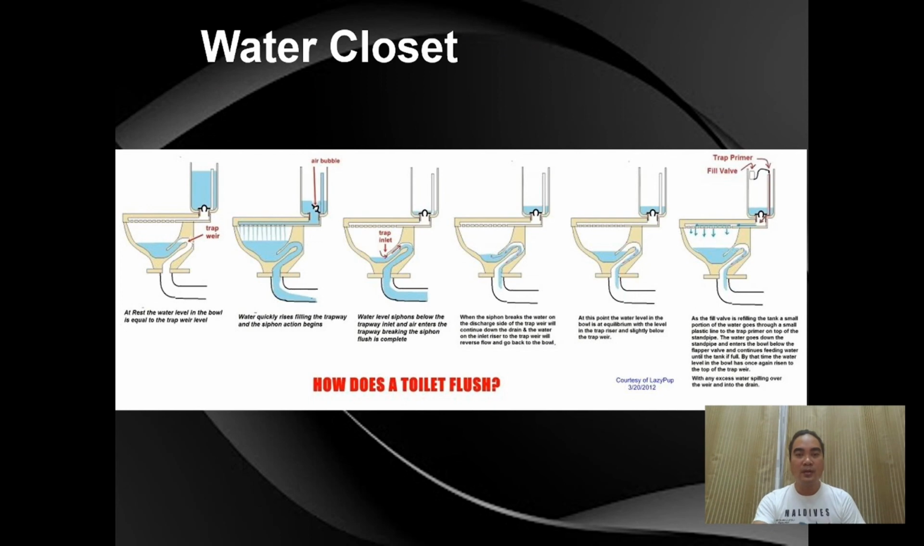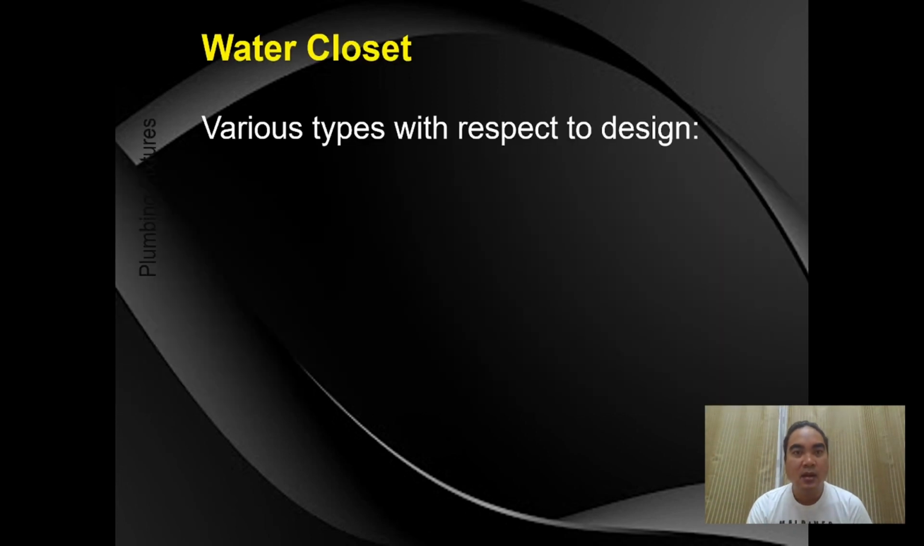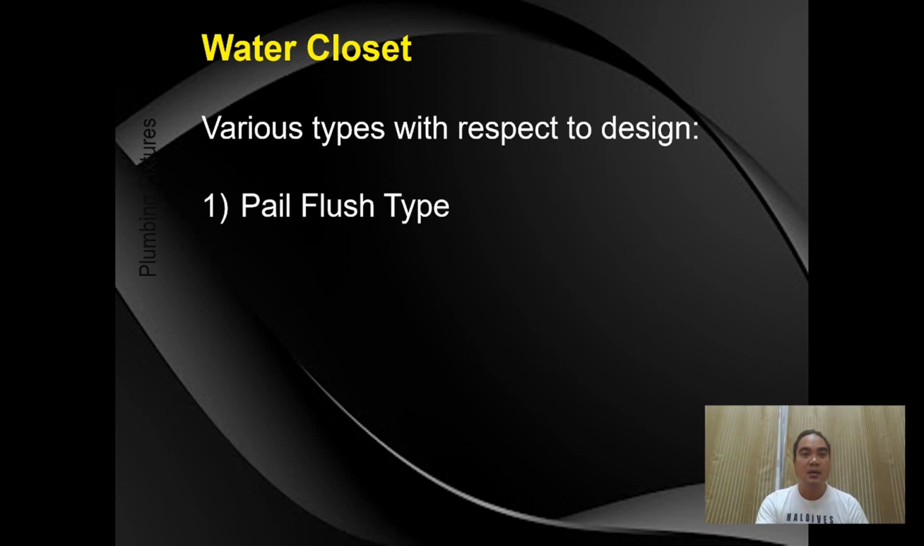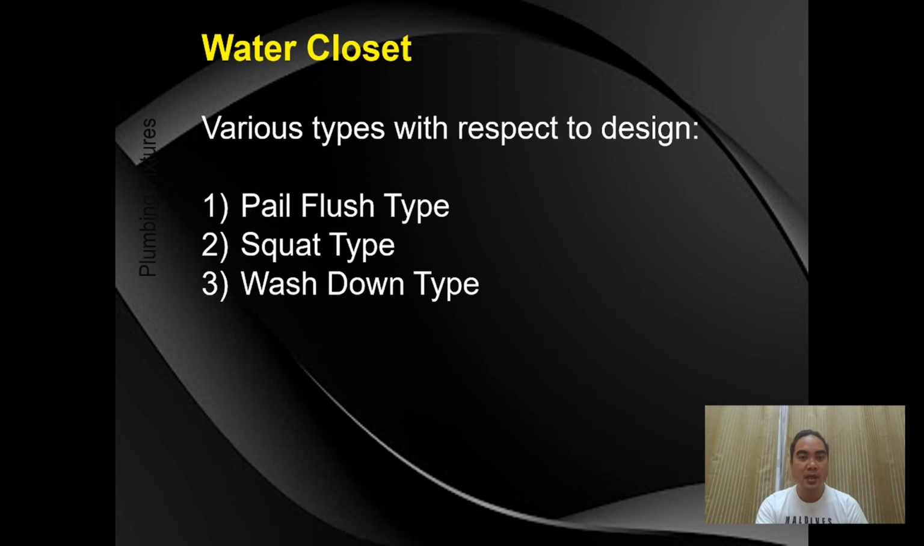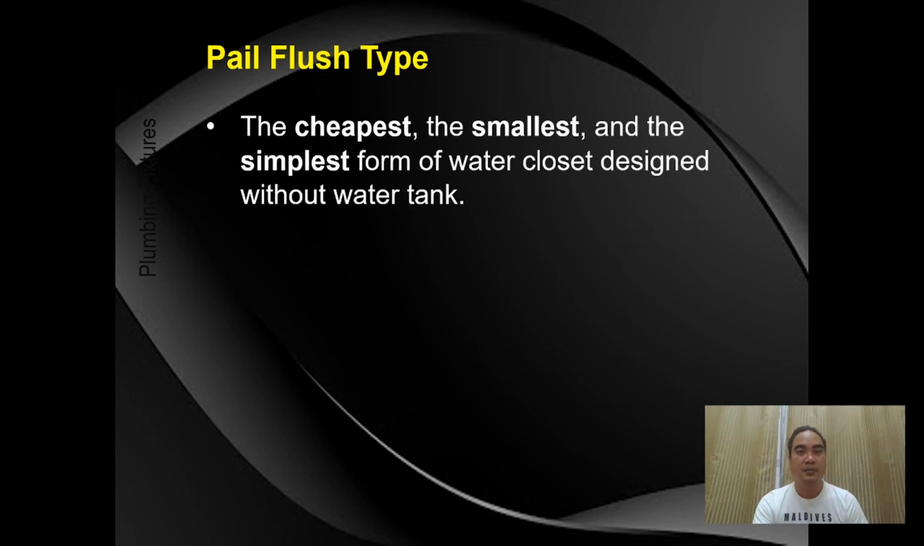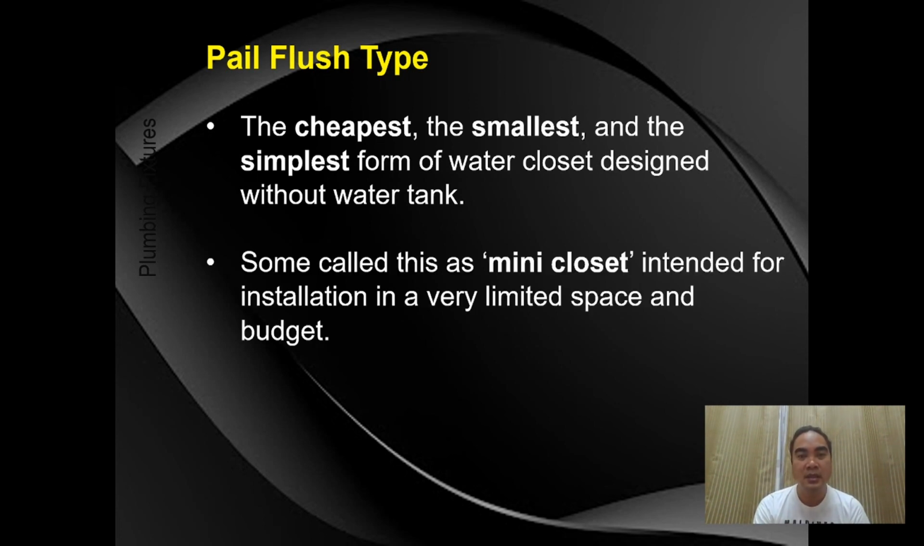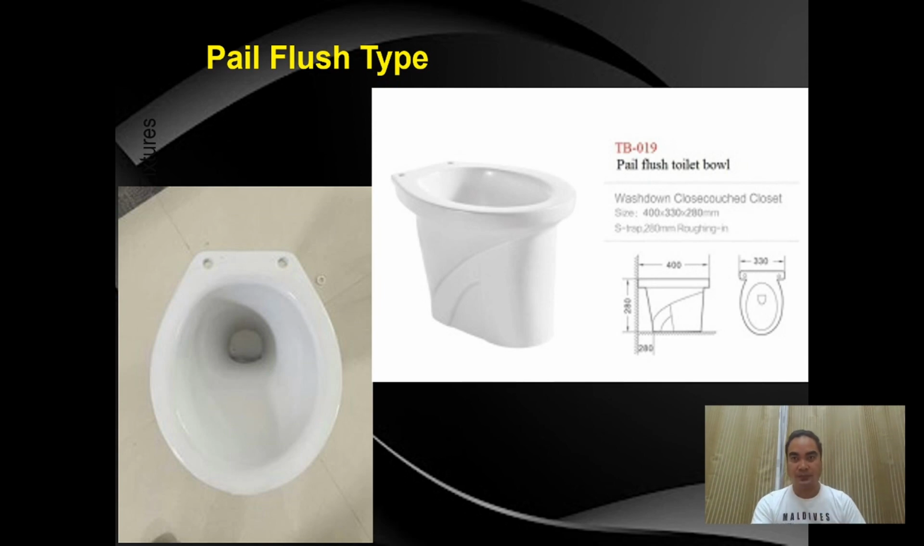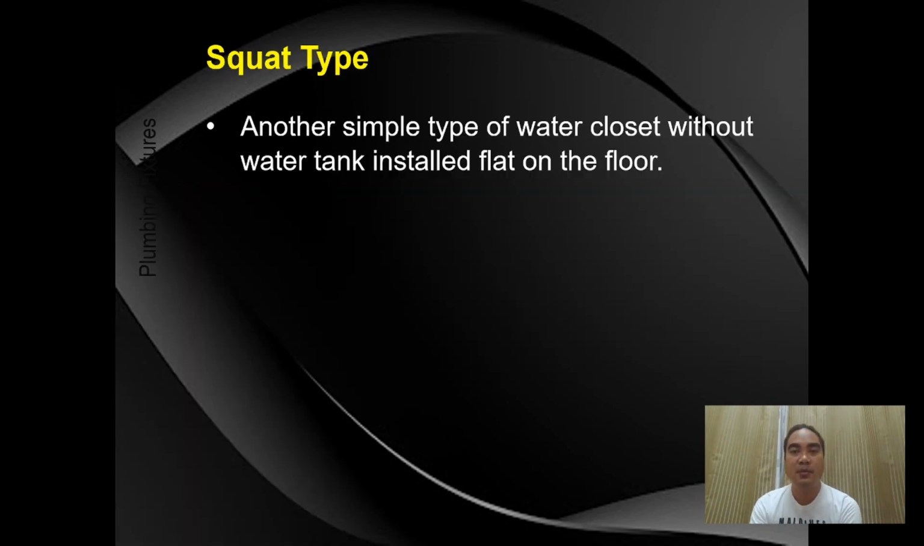Plumbing fixtures. Water closet. Various types with respect to design: pail flush type, squat type, wash down type, reverse type, siphon jet, siphon vortex, direct flush bulb type. Pail flush type. The cheapest, the smallest, and the simplest form of water closet, designed without a water tank. Some call this a mini closet, intended for installation in very limited space and budget. Squat type. Another simple type of water closet without a tank, installed flat on the floor.